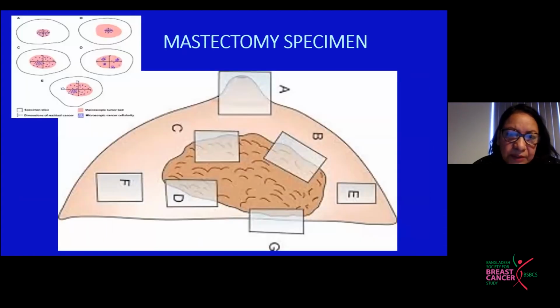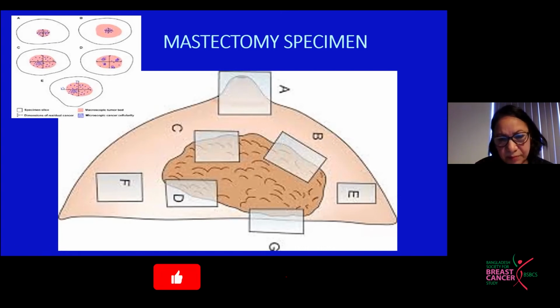So here is a mastectomy specimen. What are the sections we are taking? Usually we take sections from the nipple, perpendicular sections, including the nipple, areola and the subareola. We take sections from the tumor. We take a complete cross-section of the tumor, and then we divide it into 2, 3, or 4 parts, depending on the size of the tumor. And then we take sections from all the margins, including the deep margin.